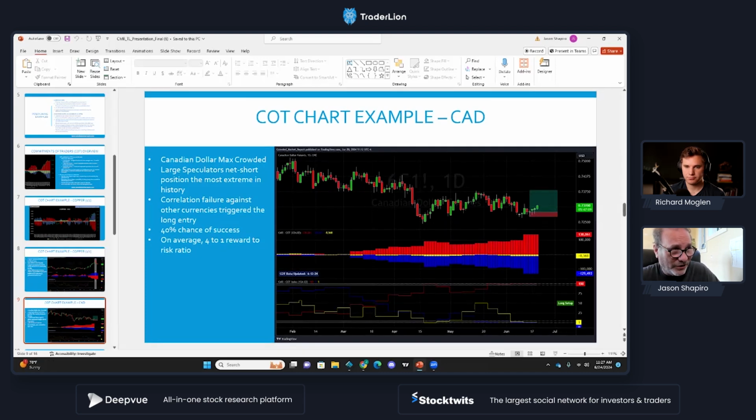Here's another example. This is a current example, the Canadian dollar. We currently have speculators the shortest they have ever been in the Canadian dollar in history. Does that mean the Canadian dollar is going to go the other way? No. What it means is that if the Canadian dollar starts to go the other way, there's potential for a huge squeeze, right?